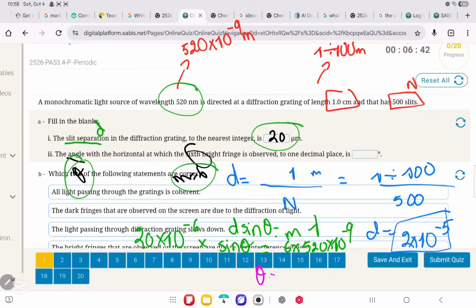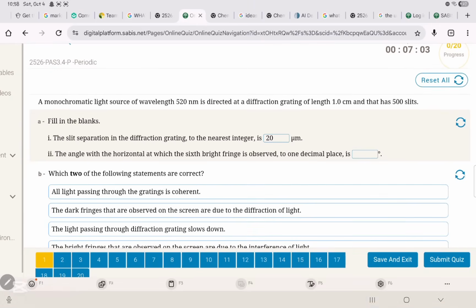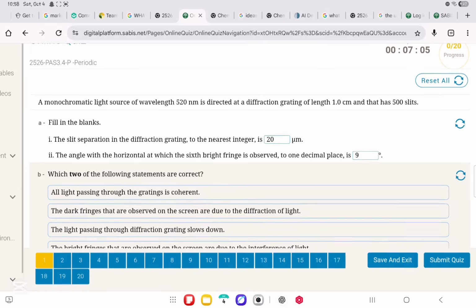Now, after solving, I'm gonna leave that for you guys. So sine inverse of 6 times 520 times 10 to the power of minus 9 over 20 times 10 to the power of minus 6. This will yield us an answer which is approximately equal to what? Equal to 9 degrees. So 20 micrometers and 9 degrees.